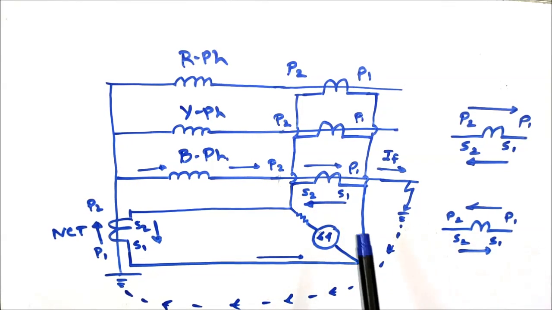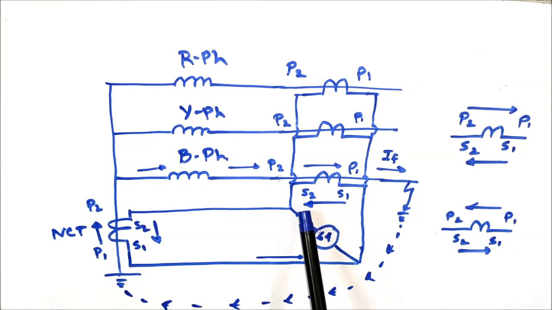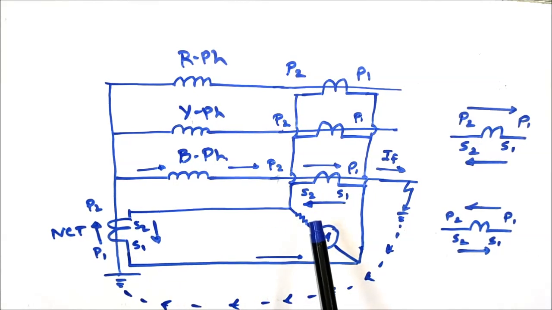Now, this direction of the current and that direction of the current, that is the NCT current direction and the blue phase CT current direction, are opposite in nature, but the magnitude of the current is the same, so the net current flowing in the relay is 0. That is why under through fault condition the relay will not operate.